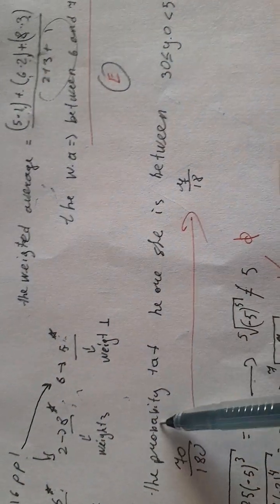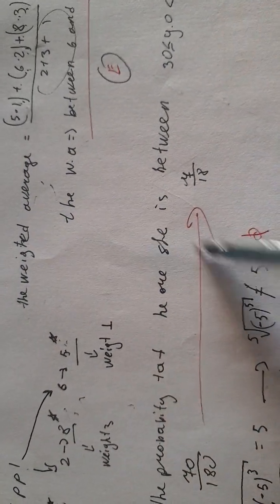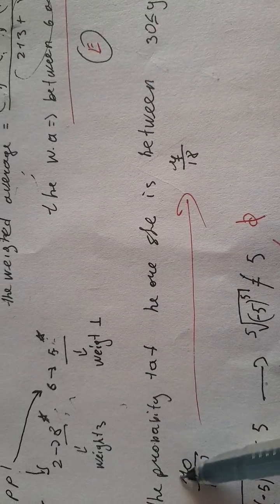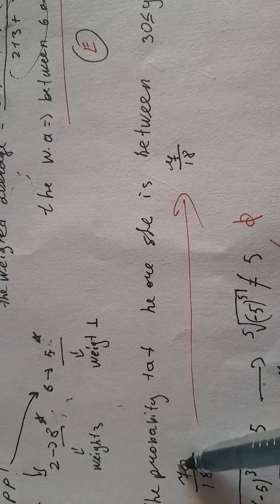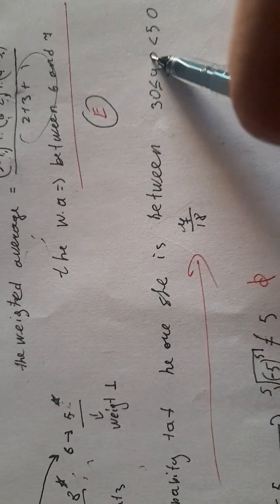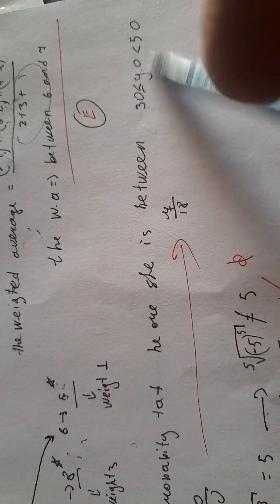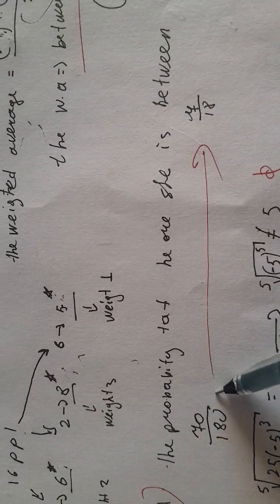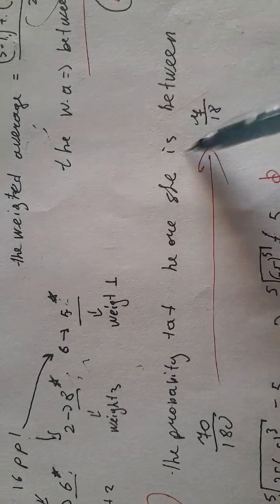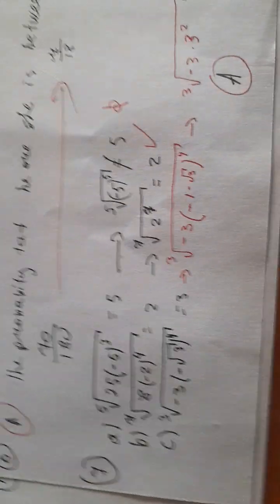Question 7 says that they are given people and going by answers, so the probability: there are 70 people who are more than or equal to 30 but less than 50 years old, so these people are 70 but the total is 180. So 7 divided by 18 is the probability.